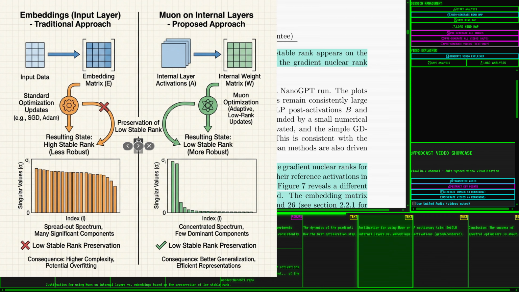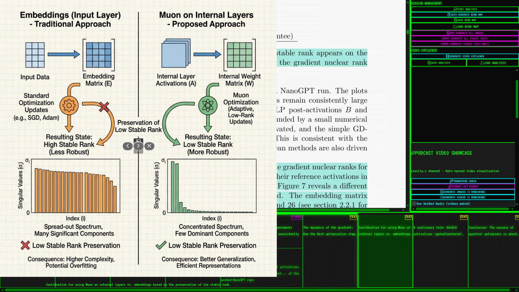The internal transformer blocks, the MLPs, the attention layers, their nuclear ranks were consistently large. I mean, reaching into the hundreds and just staying there for the bulk of the training run. The model really holds up. Which brings us to the synthesis. How do we apply this layer-by-layer condition to a full transformer?